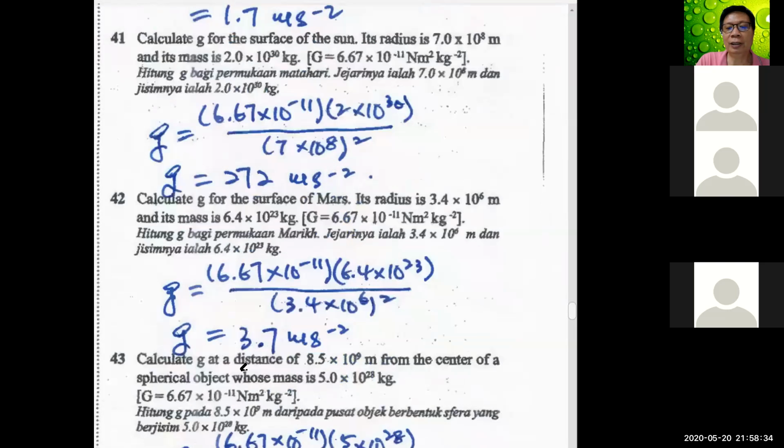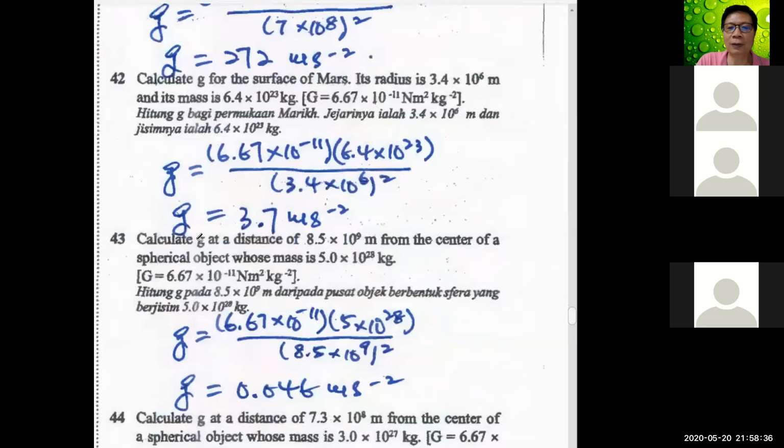And 43, also same. All same. Same means they want you to practice using the formula to calculate. Practice makes perfect, okay? Practice more makes perfect. You don't correct? Practice makes perfect, isn't it? You don't correct.